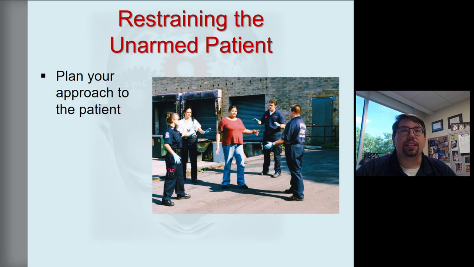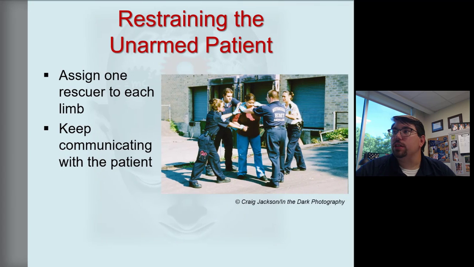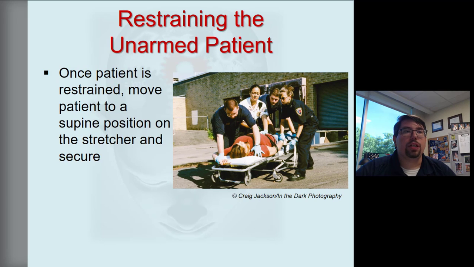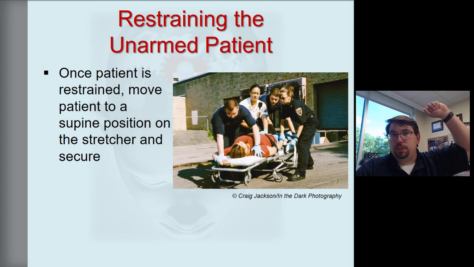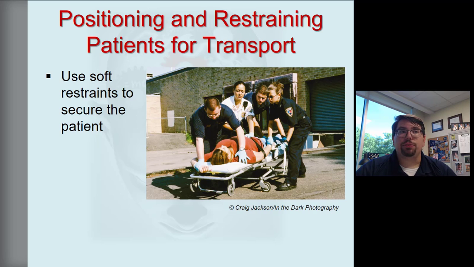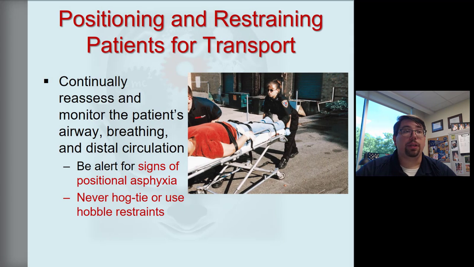When you're doing this, it's extremely important that you have a planned approach and that you communicate what's going on to your patient. You assign one rescuer to each limb, including the head, and then you keep communicating with the patient as you go down. Once you go down, you want to move the patient into a supine position on the stretcher. You can see in this case, one person's arm is up, the other person's arm is down. We also want to use soft restraints to secure the patient. No backboards, no other components, nothing over their chest, nothing that would impede their ability to breathe, or for you to assess or manage the patient in case they were to fall into a cardiac-related emergency.